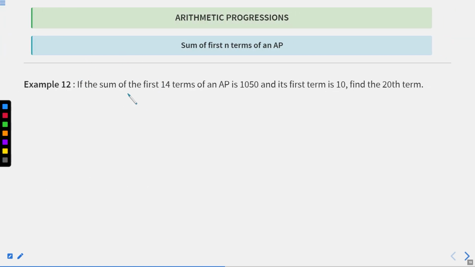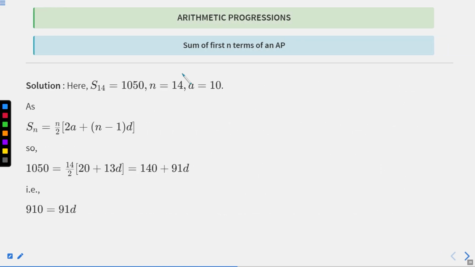Now in this example, we are given that the sum of the first 14 terms of an AP is 1050, and the first term is 10. Find the 20th term. So we are given the sum of the first 14 terms of this AP, that is 1050, and its first term is 10. Then we have to find the 20th term of this AP. So let us solve this problem.